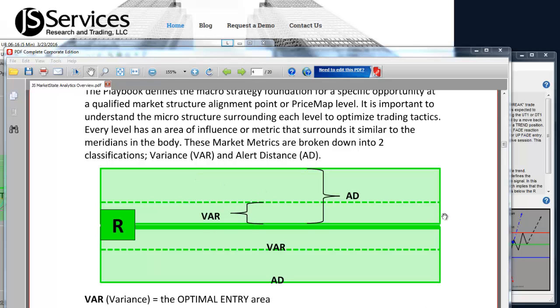The alert distance as well can be used as a good guide to define what side of the figure you're on. So through the alert distance, you're on the positive edge of it. You fall through the downside, you're on the negative side, so you can use that as a guide for stop placement as well as the variances.